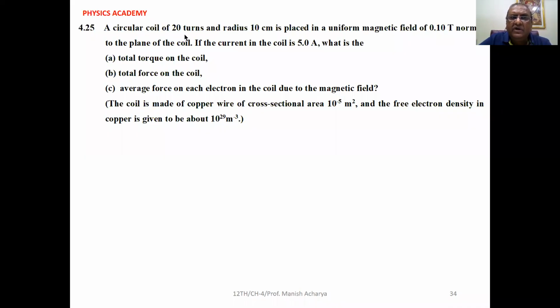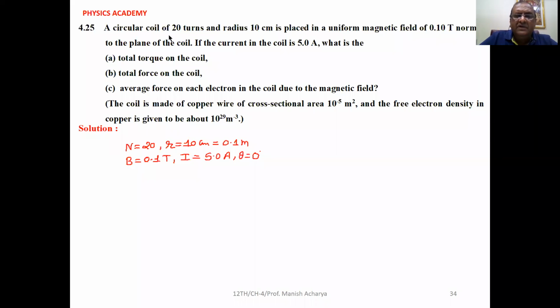4.25. A circular coil of 20 turns and radius 10 centimeter is placed in a uniform magnetic field of 0.1 Tesla normal to the plane of the coil. If the current in the coil is 5 ampere, what is the total torque on the coil? B. Total force on the coil. C. Average force on each electron in the coil due to the magnetic field. The coil is made of copper wire of cross-sectional area 10 raised to minus 5 meter square, and the free electron density in the copper is given to be about 10 raised to 29 per meter cube.